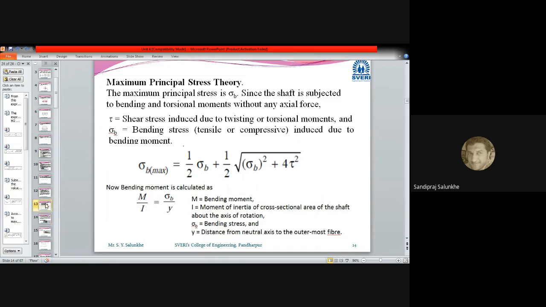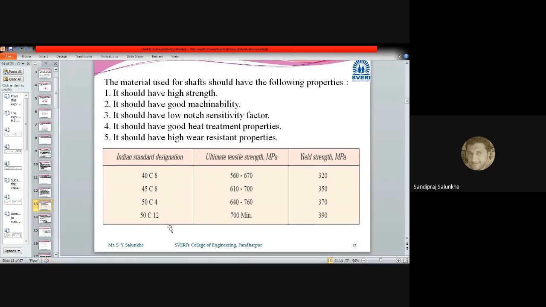Now how can we design this shaft? So before going to this design, can we take a short break of 5 minutes?